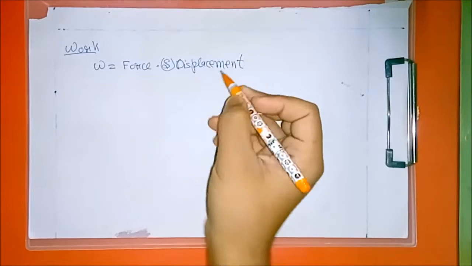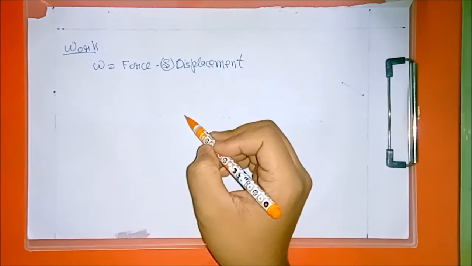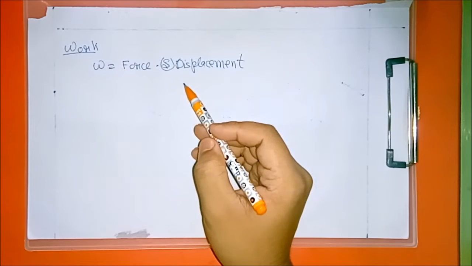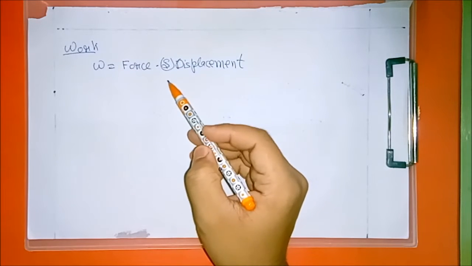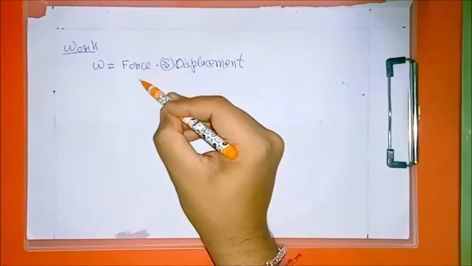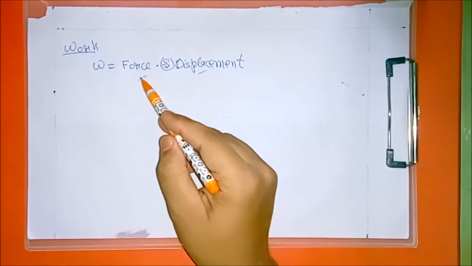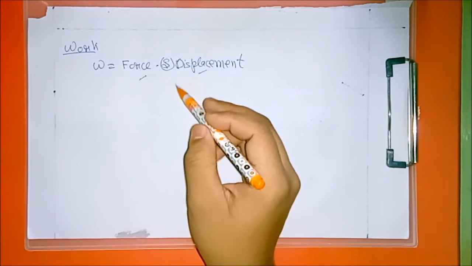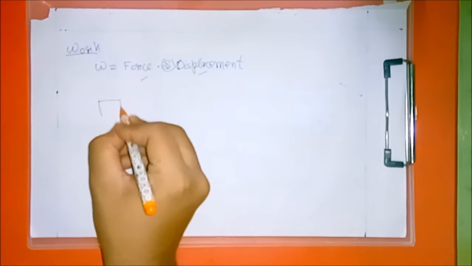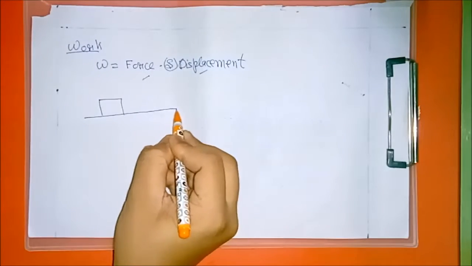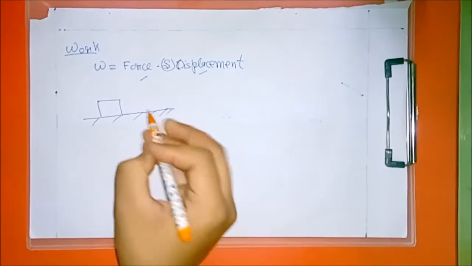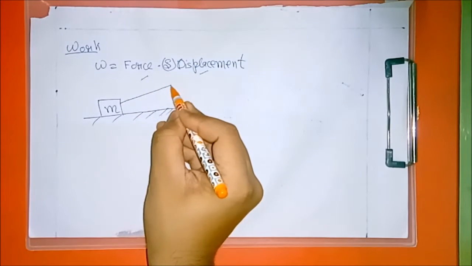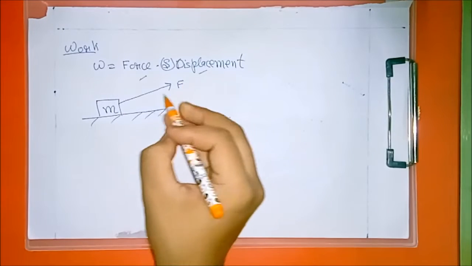So what is the reason behind this force into displacement? Work done is normally proven to be the scalar or dot product of force and displacement. So what is this force and what is this displacement? We'll be dealing with it with an example. Let us say a block of mass m is kept on a horizontal surface, and a force is applied, suppose in a random direction.